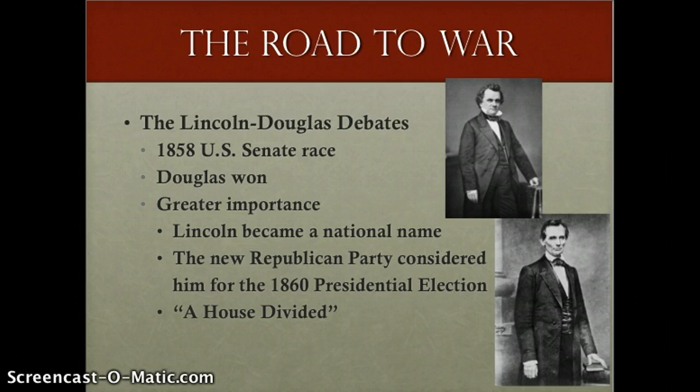Pro-Democrat, pro-Douglas newspapers would edit the things Douglas said, take out any typos, take out any grammatical errors, and would leave Lincoln's side of the debate in the very rough form. Pro-Republican, pro-Lincoln newspapers would do the exact opposite. They'd edit Lincoln's words, and they would leave Douglas's words in the very rough form. So depending on which paper you read, you may have received a very different perception of the debates.